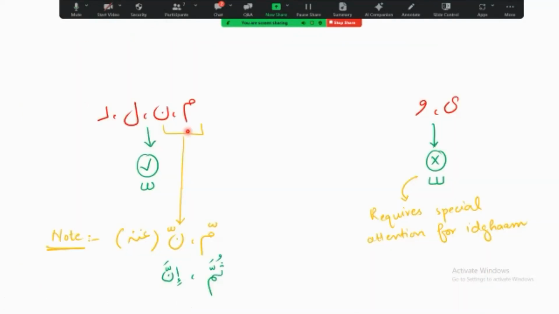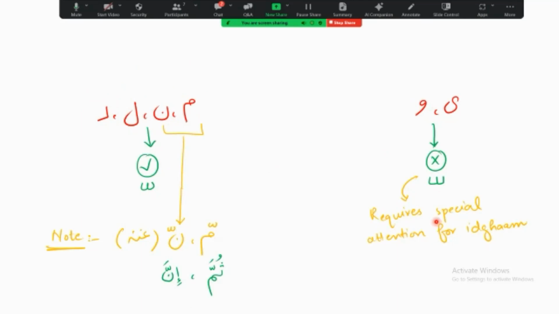So you are not supposed to get confused, okay? Idgham is related to these six letters, right? In case of the first two, you will not find a shadda. In case of these four, you will find a shadda. But nevertheless, you are supposed to do idgham in all of these six. You are not supposed to get confused because of the symbols. For the first two, ya and waw, because there isn't any shadda symbol, they require your special attention for idgham.